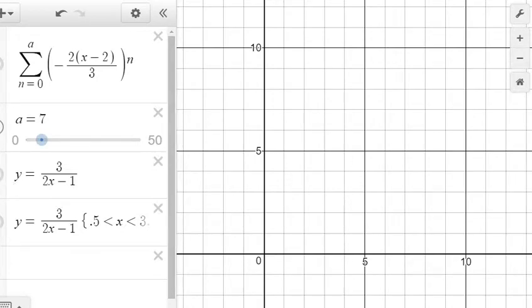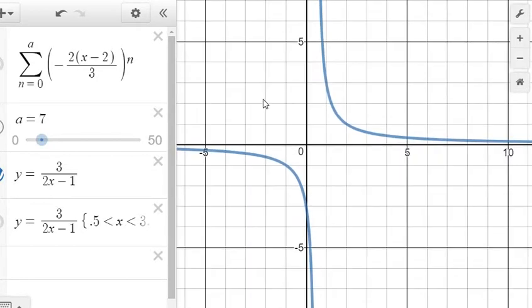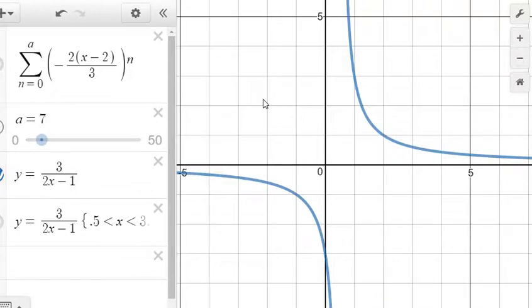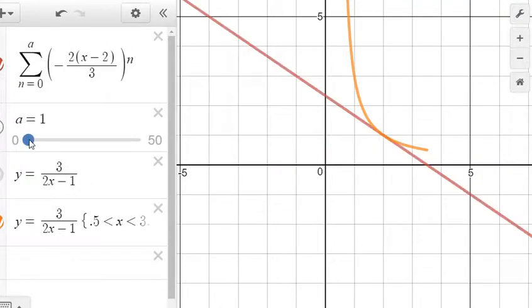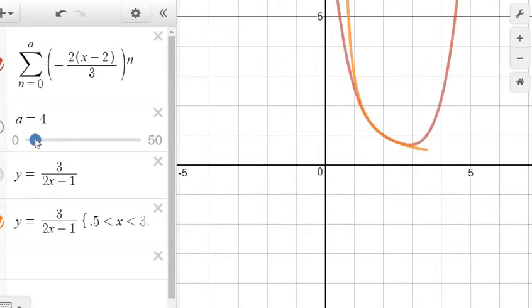So here's our function. Looks like that. And we want to focus on the interval from 1/2 to 3.5. So let me just shut this off and focus on this interval. Here's our series. So let me light that up. This is when you have one term, n equals 0. But let's start adding terms. N equals 1. All right, we match the derivative there. N equals 2, 3, 4.